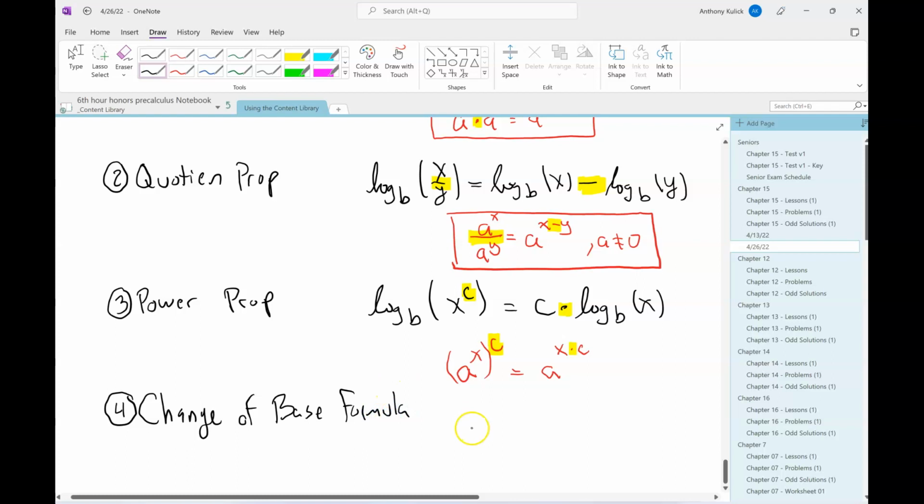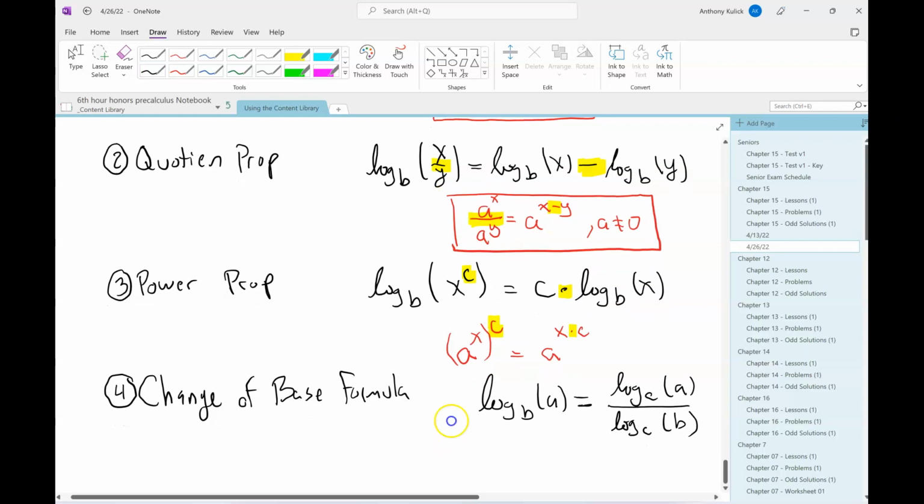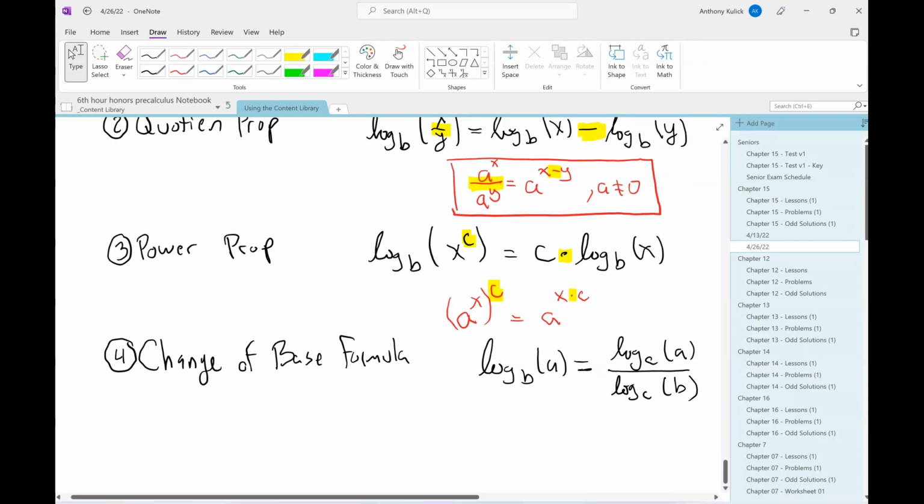It's called the change of base formula. So what this says is that log base b of a is equal to log base c of a divided by log base c of b. So what the change of base formula says here is this value for c, I can pick.